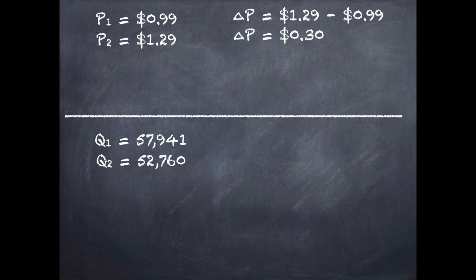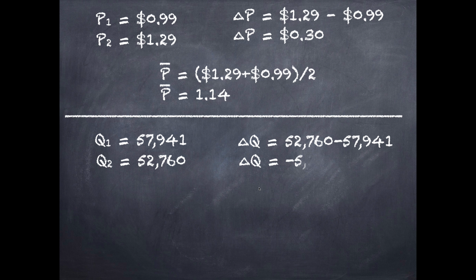So to get the change in the price, what we do is we take P2 and subtract P1. So $1.29 minus 99 cents gives us a change in price of 30 cents. The average of the prices, so we just take $1.29 plus 99 cents and divide by 2. So $1.29 plus 99 cents divided by 2 gives us an average price of the two prices that we're looking at as $1.14. So we have the change in the price, and now we have the average price.